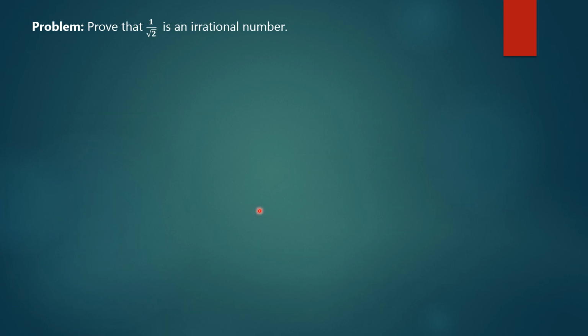Let's do one more problem. Prove that 1 by root 2 is an irrational number. I will use the method of contradiction here also. Assumption is the opposite of this one. I have to prove 1 by root 2 is irrational. For this, the opposite is 1 by root 2 is rational.